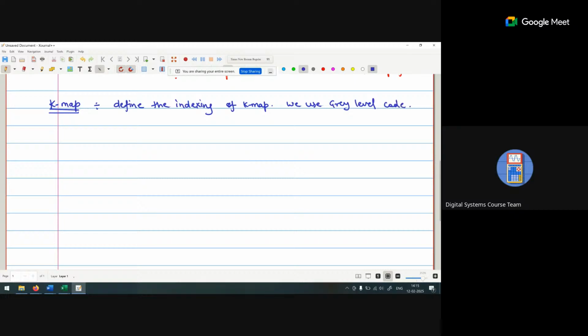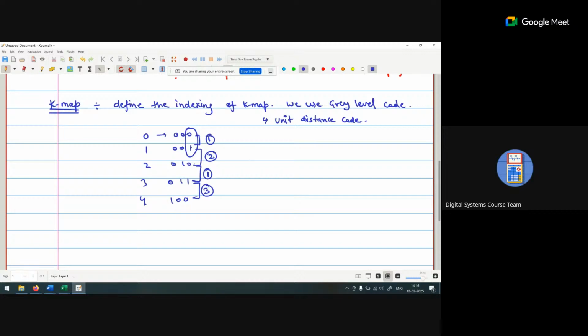Any idea about the gray level code? When we have only one bit change in adjacent values, then it is the gray level representation. Basically, it is a unit distance code. What is the meaning of unit distance code? For example, 0, 1, 2, 3, 4. When we represent in binary, it is 000, 001, 010, 011, 100. Here to here only one bit is changed. When we go to this one, two bits are changed, 1 to 0 and 0 to 1. Again, from this to this, one bit is changed. And from this to this, three bits are changed.